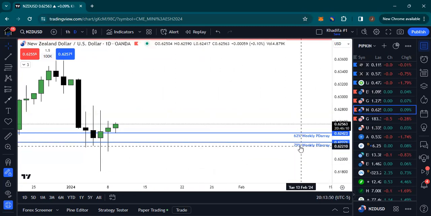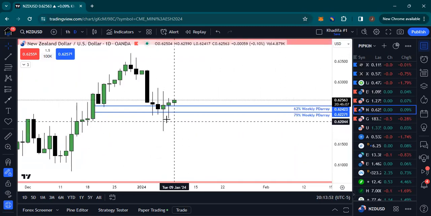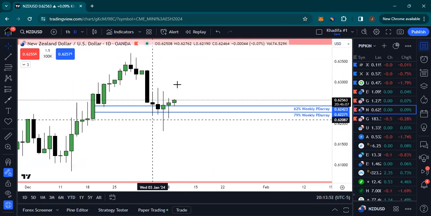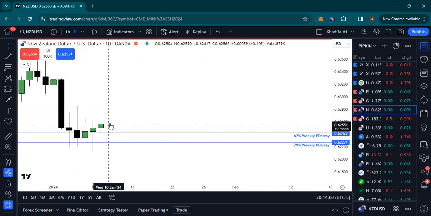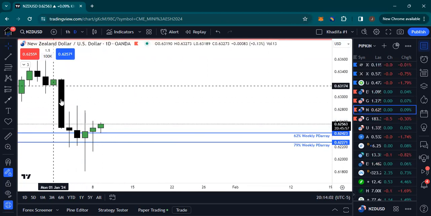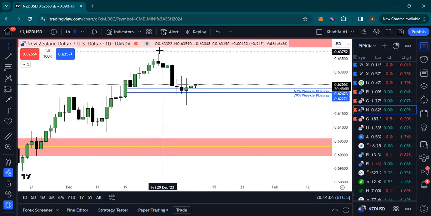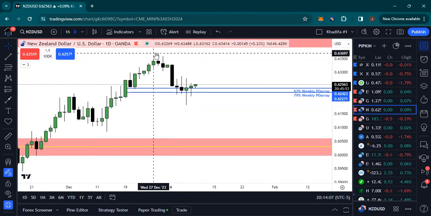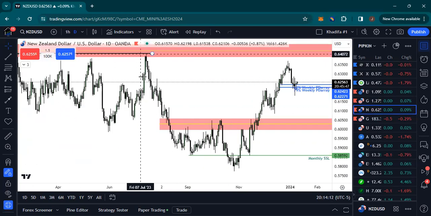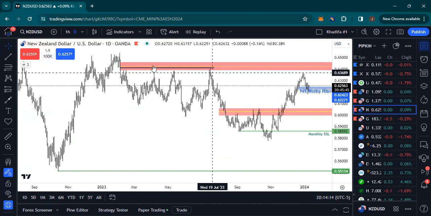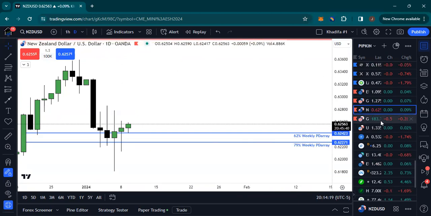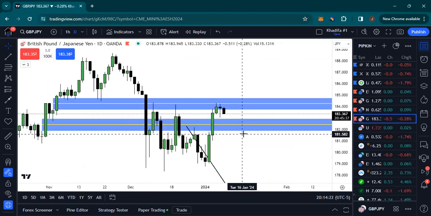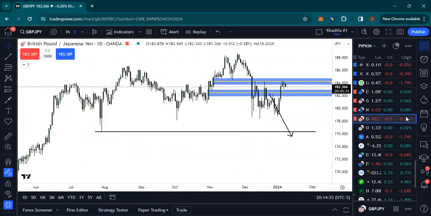We did push below the weekly PD arrays, right? But as you can see, this daily candle closed above those levels. So I expect us to pull back up into this imbalance and reach for buy side liquidity to the upside, right? So that would be here. And then the next area would be these fairly equal highs here, right? Cool beans, cool beans.